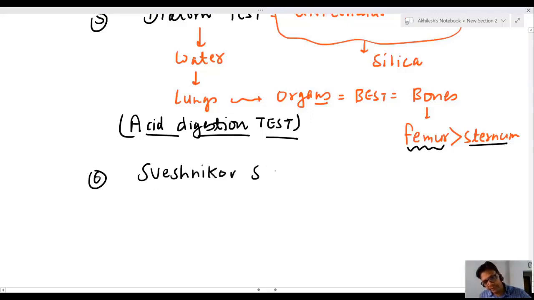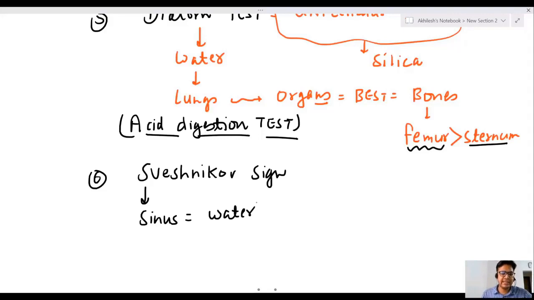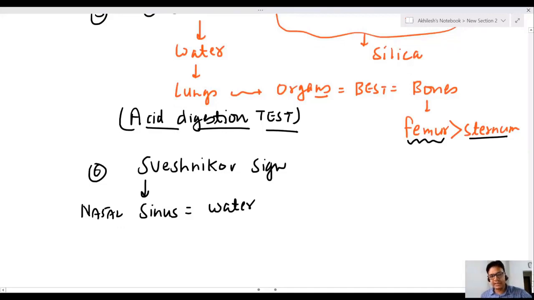How to remember, sir? As for Sveshnikov, as for sinus contain water, this sign is known as Sveshnikov sign. Nasal sinus contain water. Paranasal or nasal sinus. Next is Sabinski sign. Now, what is the trick to remember?